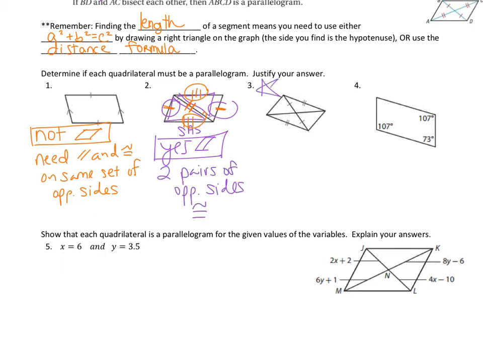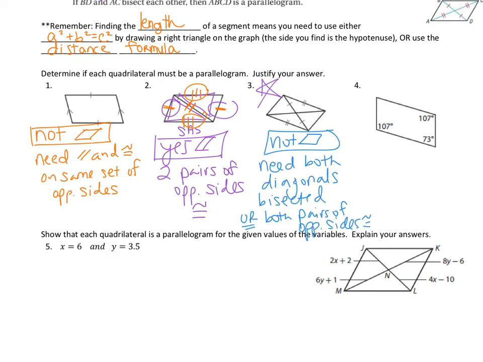I want you to now answer number 3 on your own, yes or no, and your reason why. You should have answered no, it is not a parallelogram, because you have one pair of sides that are congruent to each other, and you have one diagonal that is cut in half. You need both diagonals to be cut in half, or you need both sets of sides to be congruent, and you only have half and half of each of those.